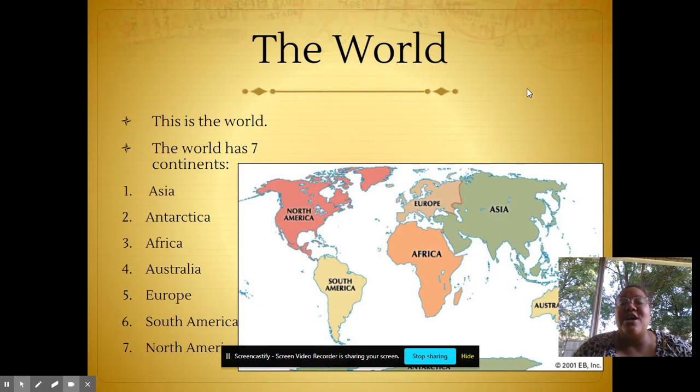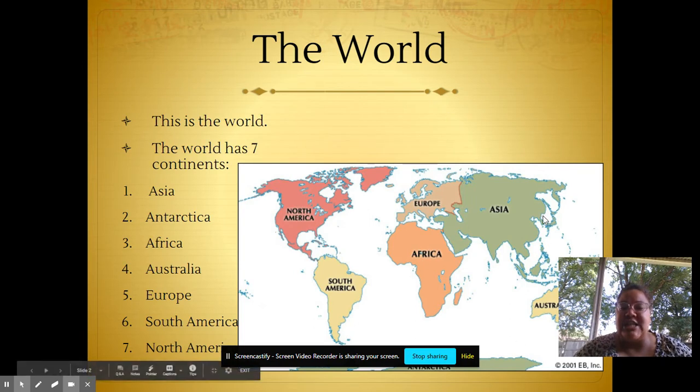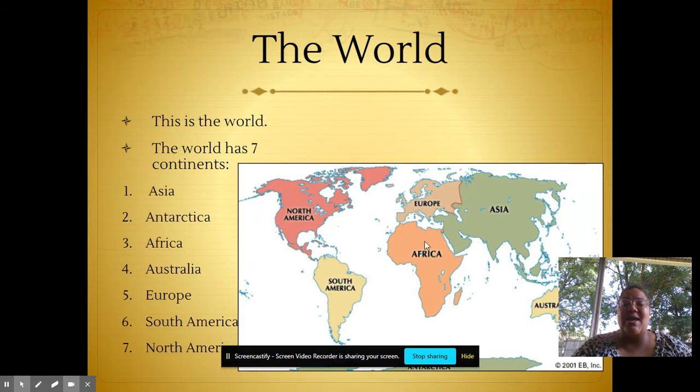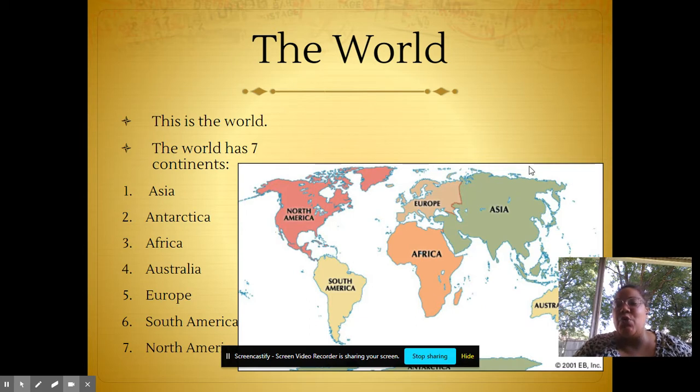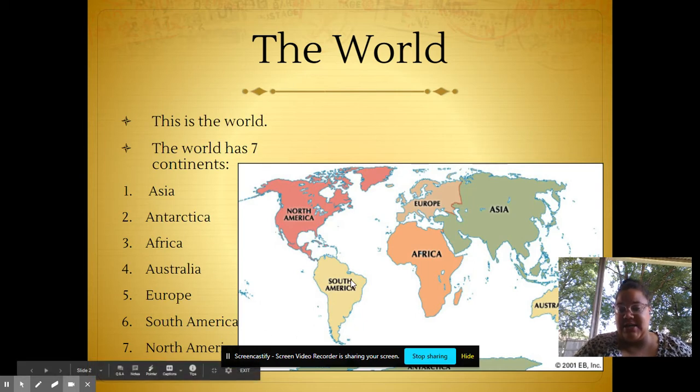So here's the world, and here are the seven continents. And you have Asia. Asia is right here. Then we have Antarctica all the way at the bottom. It's cold. And then we have Africa right here in the middle, in the heart of the world map. Then we have Australia. Hi, mate. Good day. And then we have Europe. Europe is above Africa and right there next to Asia. And then we have South America. And then, of course, we have where we are in North America.